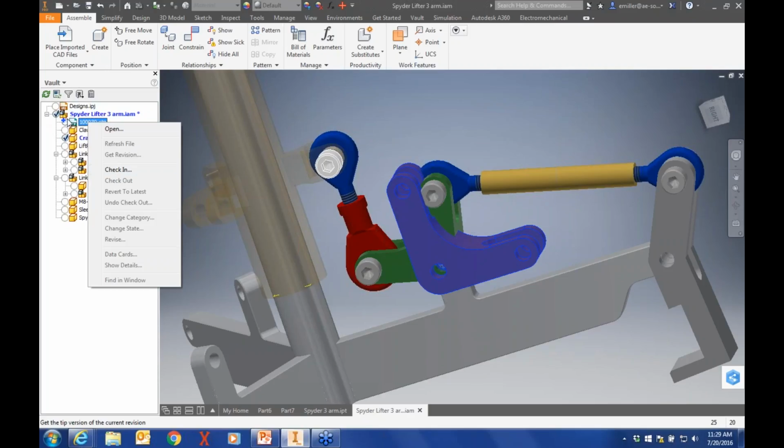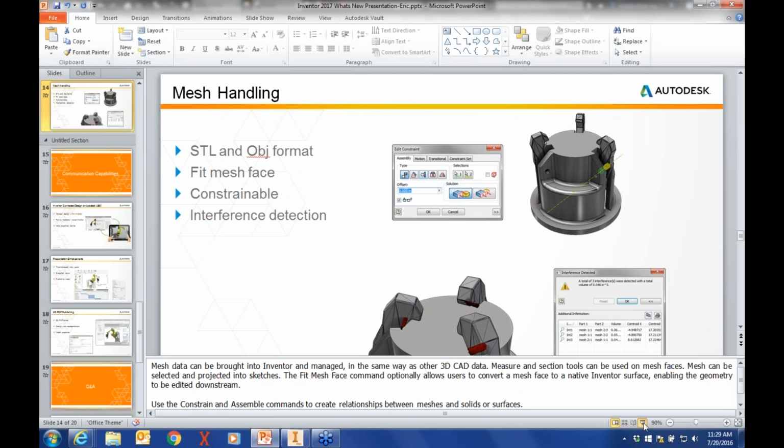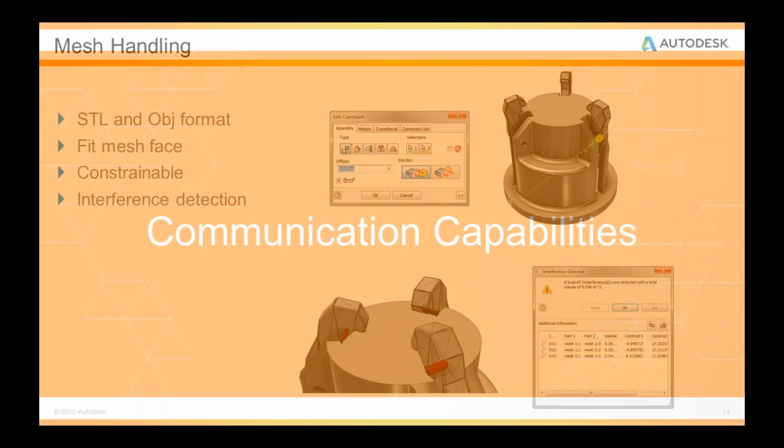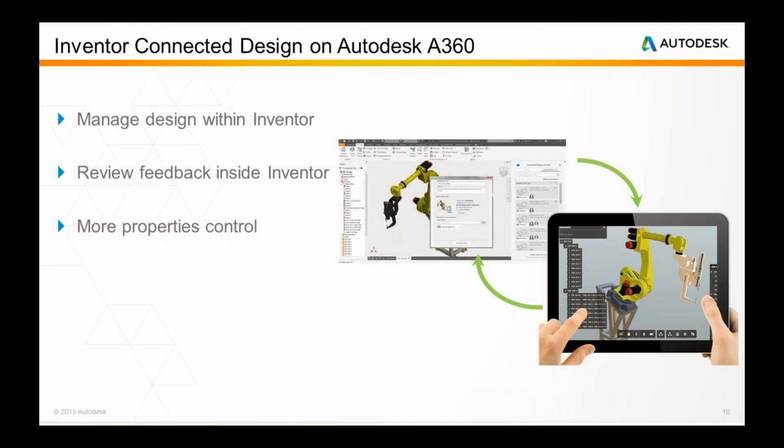So we can just check that in to Vault as well. Okay. All right, a couple things left here, and we'll wrap this up, but let's see here. Go back to my presentation. Communication capabilities. I've added a couple options in here.